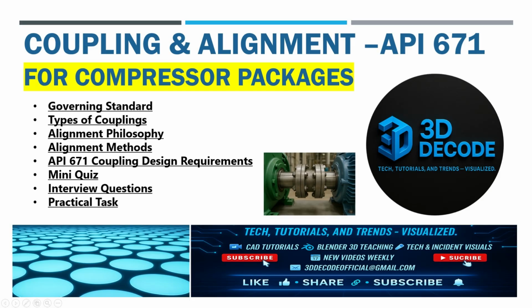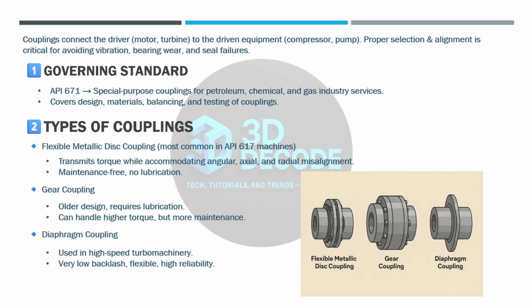Let's break this down. Governing standard. The governing standard here is API 671, which deals with special purpose couplings for petroleum, chemical, and gas industry services. It covers design, materials, balancing, and testing of couplings.